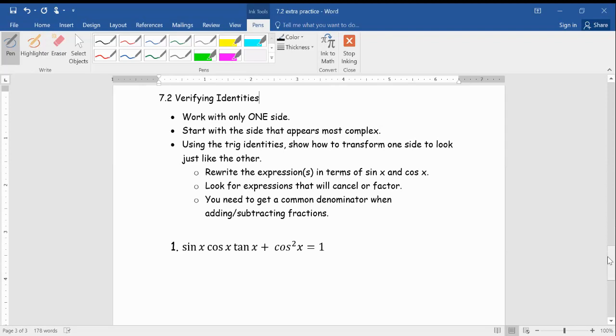I'm going to talk about verifying identities in this video, and my suggestion would be to pause, go ahead and get out a sheet of paper, take some notes over this section and some of these things that I'm going to point out to you, and write down these examples, because that way at least you've got them somewhere that you can refer back to as you're doing your work. So I'll wait for you to do that.